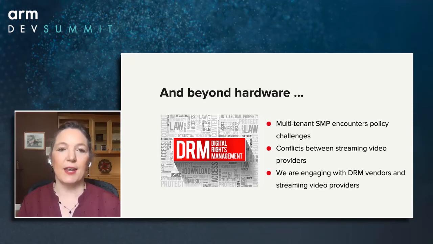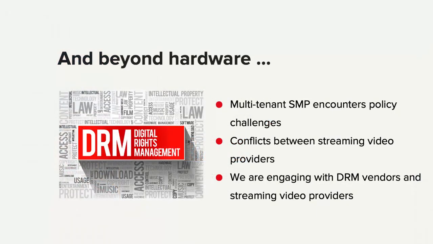Netflix is seeing this already. Multi-tenant SMP can cause problems with policies, particularly when two different streaming video providers have different demands on how policies are enforced. This is best managed by the DRM for a scalable solution. Netflix is already engaging with DRM vendors and streaming video providers. We're working with the DRM vendors to help them understand what our expectations are. And we're working with our streaming video counterparts through industry coalitions so that they can understand what's coming for them and so that they can best address some of these concerns with us.